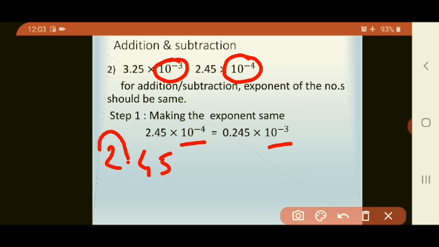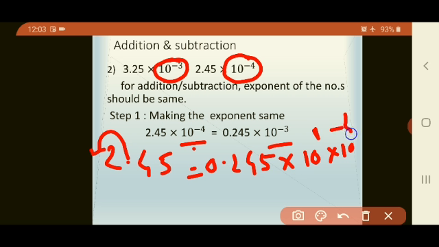So when we shift this decimal point, we will write it as what? 0.245 into 10 to the power plus 1. But already how much power is given for that number? 10 to the power minus 4. Now the base is same, the multiplication sign is there, so we can add the exponents. Minus 4 plus 1 should be minus 3. And hence we have written the number 0.245 into 10 to the power minus 3.